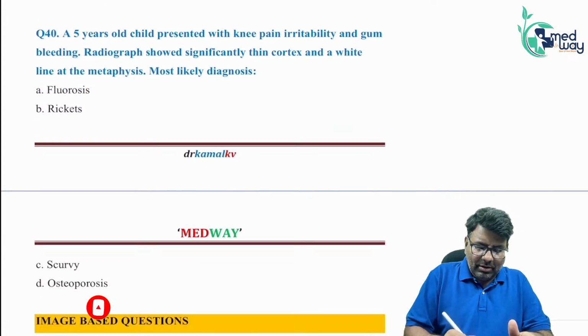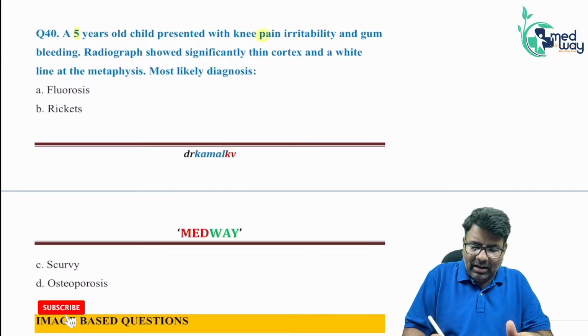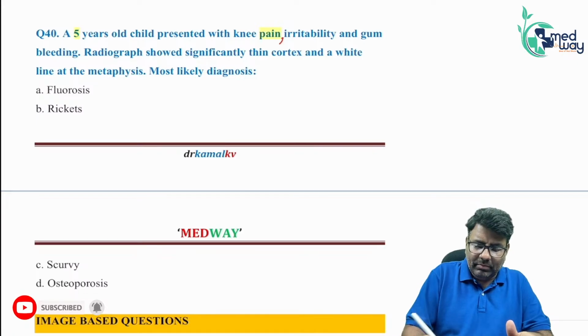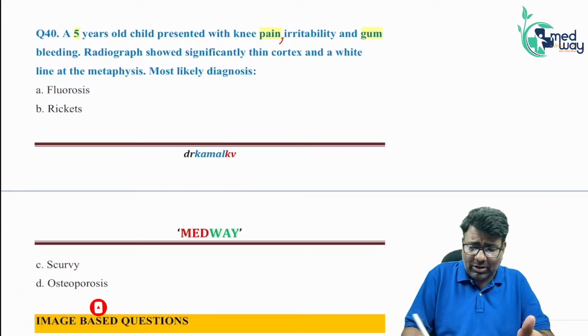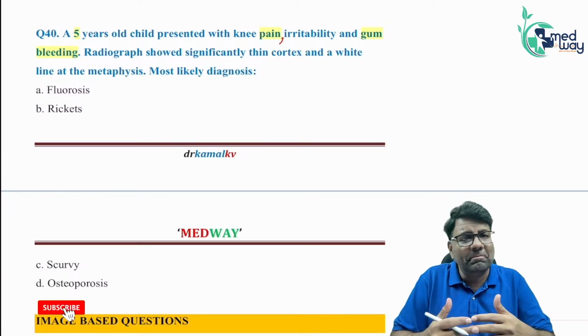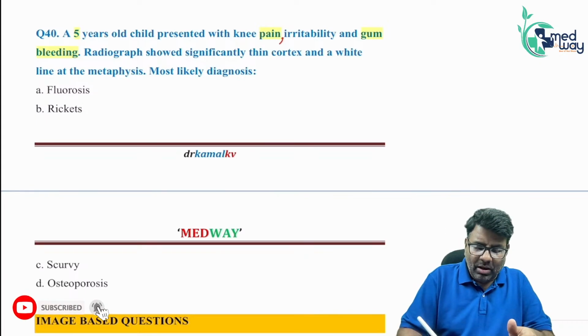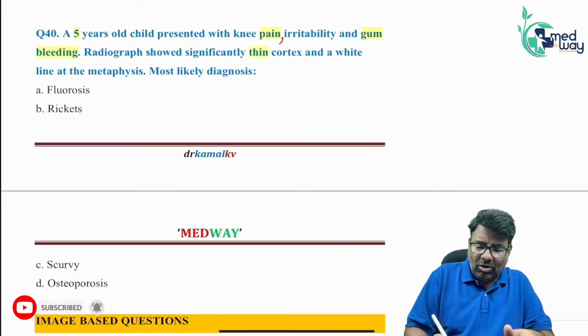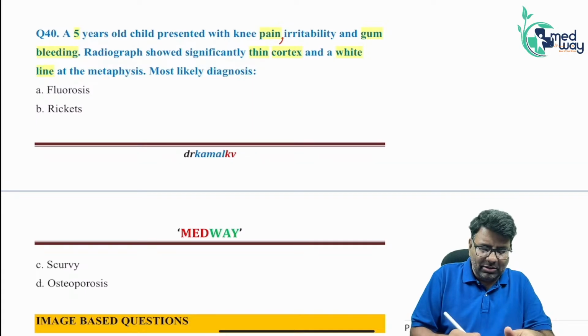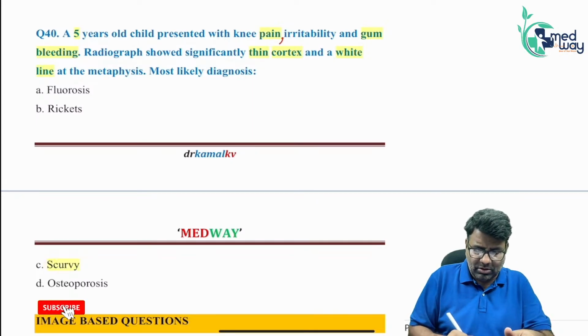Next question: a 5-year-old child has knee pain, irritability, and most important, gum bleeding. I think the moment you find the words gum bleeding, you can think of scurvy. And on X-ray, we can see thin cortex and a white line at the metaphysis. So this is a classical case of scurvy, right?